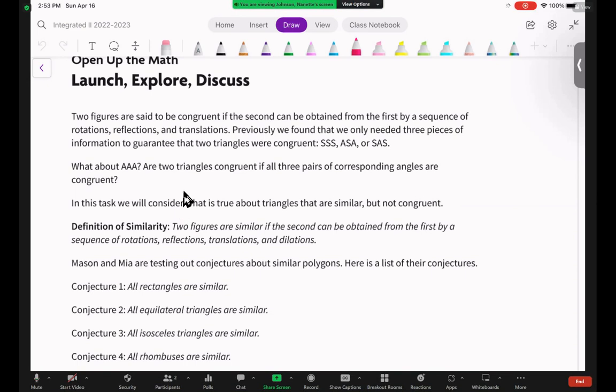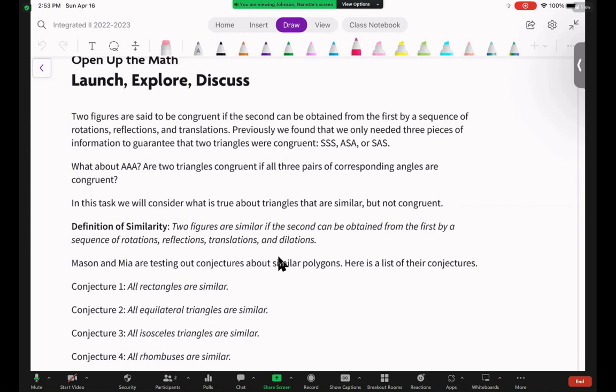So what about AAA? Are they going to be congruent? So that's what we're going to wonder about today. And in this task, we'll consider what is true about triangles that are similar and not congruent. The definition of similarity is two figures are similar if the second one can be obtained from the first by a series of rotations, reflections, translations, and dilations. Now if you look at the difference between congruent and similar, they just added dilations.